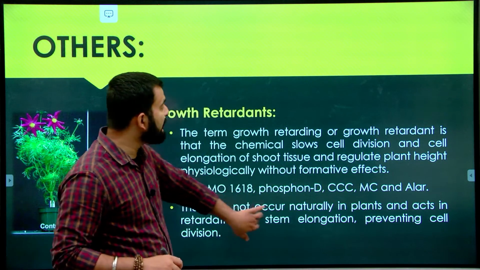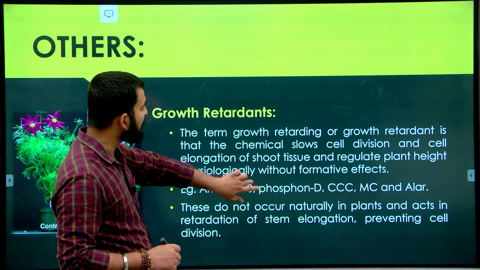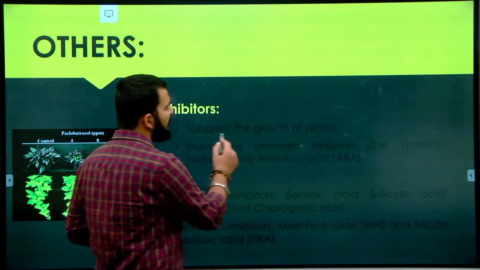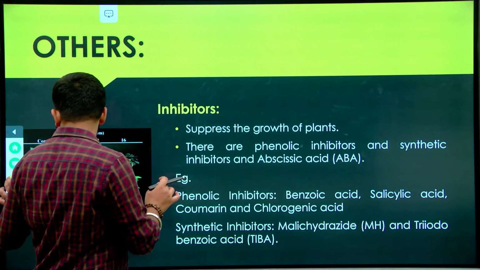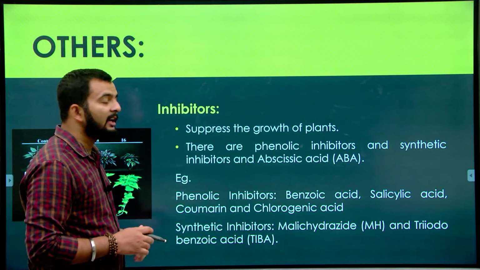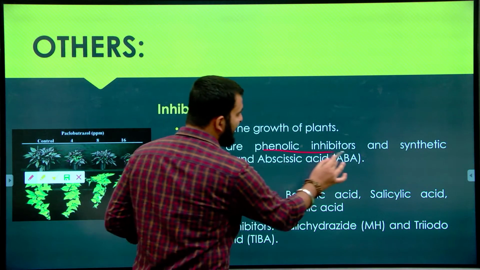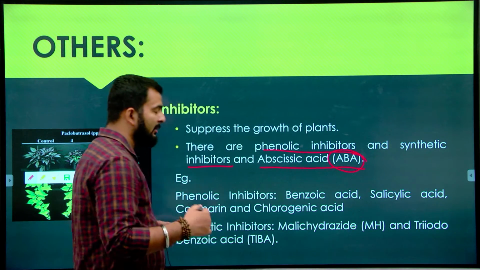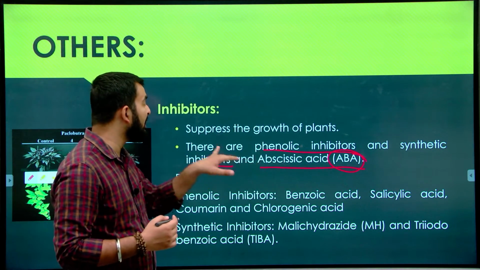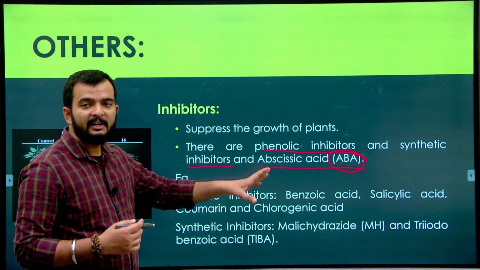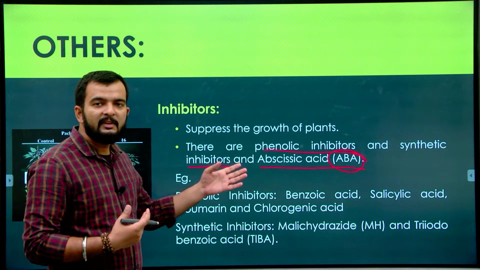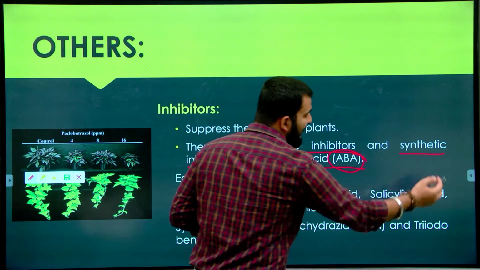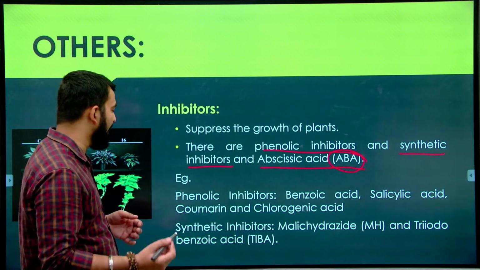Next one is inhibitors. Inhibitors also suppress the growth of the plant. In this case there are phenolic inhibitors, synthetic inhibitors and abscisic acid, that is ABA. We will read about abscisic acid later. Phenolic ones contain a phenol group, while synthetic ones are artificially made, or may be certain other chemicals which will prevent the growth of the plant.